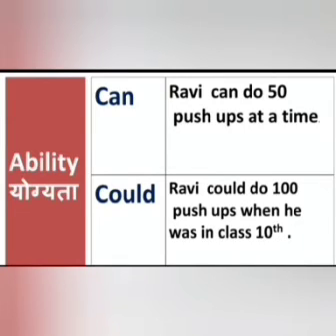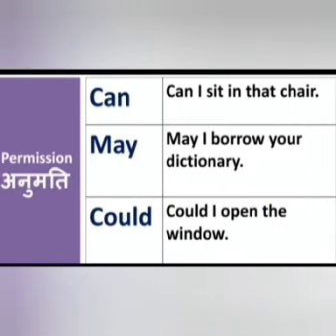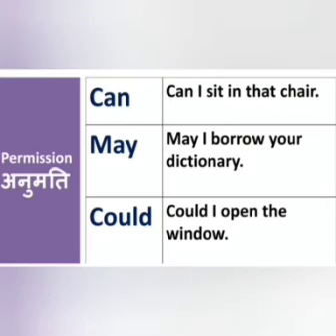Next we will see permission. To show permission, we will use can, may, could. Most of the time we will use can and may. Rarely we will use could. It is an informal way. In the formal way we will use can and may. In the informal way, mostly rarely, we will use could. We'll see an example for first, can.